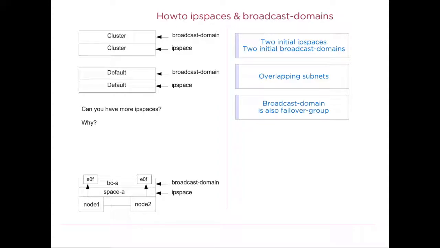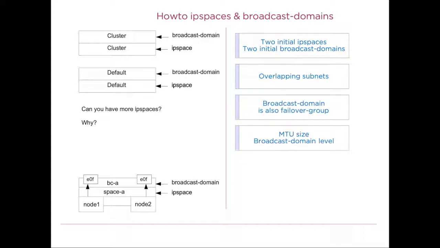Now, some important notes to keep in mind. A broadcast domain automatically has its own failover group. So all the ports in one broadcast domain belong to one failover group. This means that if you create an IP address in the form of a LIF and connect it to a port in a particular broadcast domain, then that IP address, that LIF, logical interface, can only fail over to another port in the same broadcast domain.